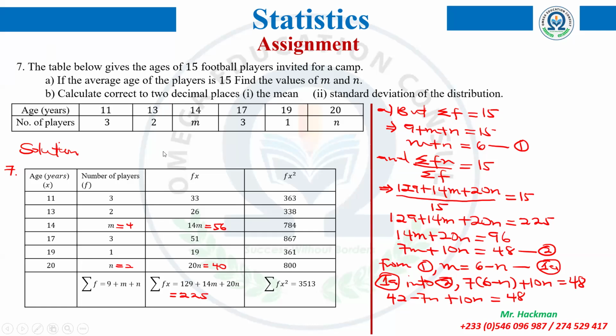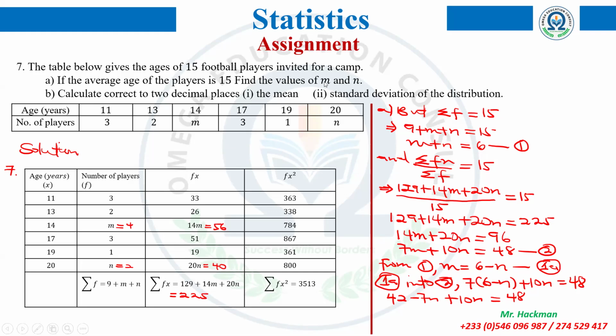Before you can find the mean, you need the values of M and N. And the question specifically asked you to find M and N. Even if the question didn't give you that information up here, the first question just asks you to calculate correct to 2 decimal places, and you have to go through the values of M and N before you can do that. So indirectly, the question is guiding you as to what to do.